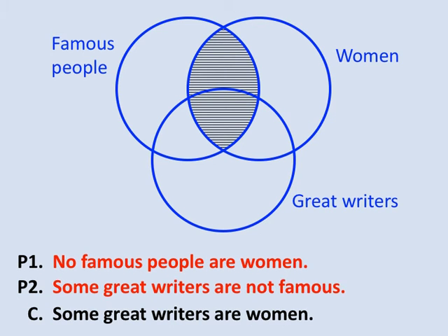Notice that when we come to write in the second premise, it isn't clear where we should put the great writers who are not famous. To do this, we put the line across the boundary, so that it is in both sections. Remember, some means at least one. So, a line drawn like this means there may be one in one segment, there may be one in the other segment, or there may be at least one in both segments. At the moment, we don't have enough information to say.